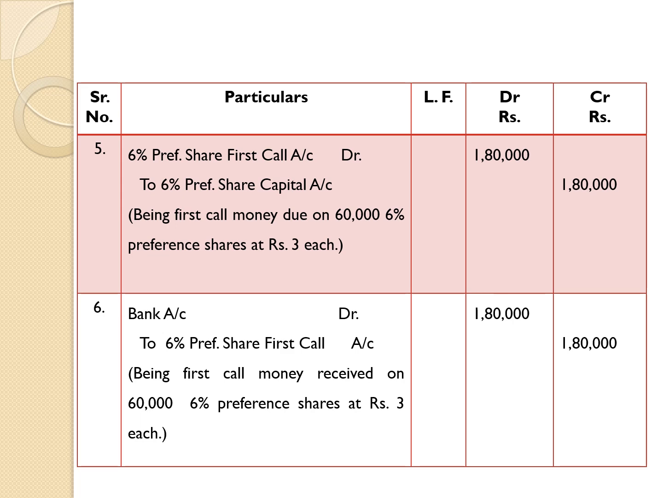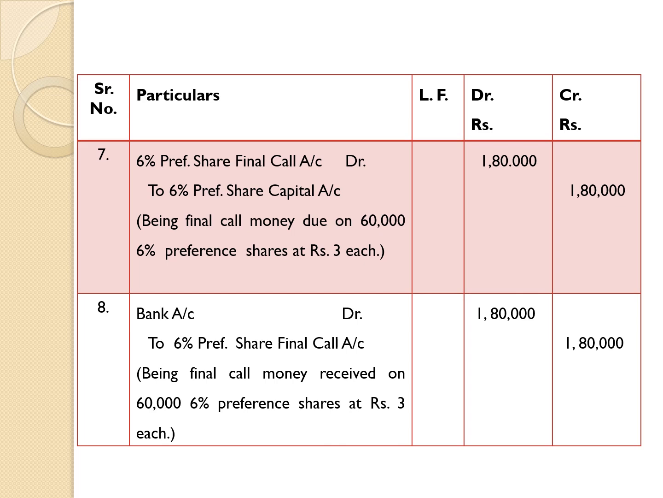Here we have passed 6 entries. 2 entries regarding application, 2 entries regarding allotment, 2 entries regarding first call. We are moving to the last part of our answer, that is final call. We are going to record 2 entries regarding final call. Here, rupees 3 per share is called on final call. Therefore, 60,000 preference shares into rupees 3 is equal to 1,80,000. So, the amount due on final call is rupees 1,80,000.